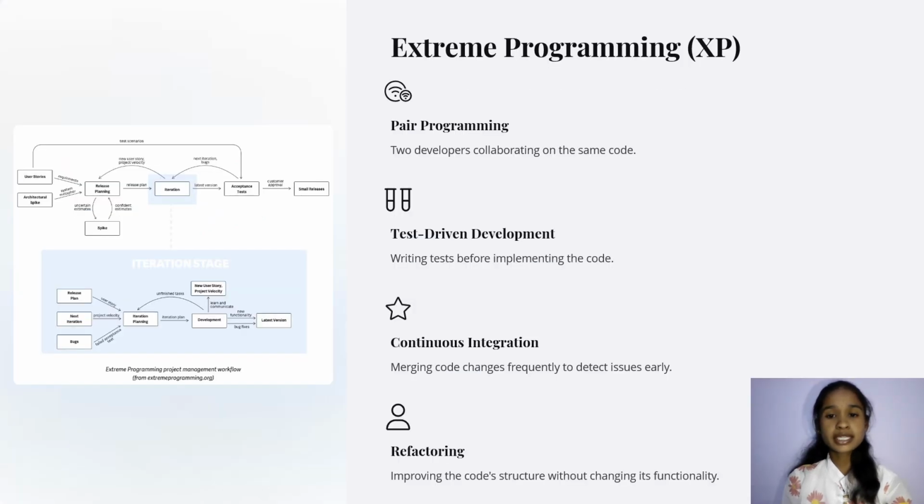Next, extreme programming. Pair programming: two developers collaborating on the same code. Next, test driven development: writing tests before implementing the code. Next, continuous integration: merging code changes frequently to detect issues early. Next, refactoring: improving the code structure without changing its functionality.